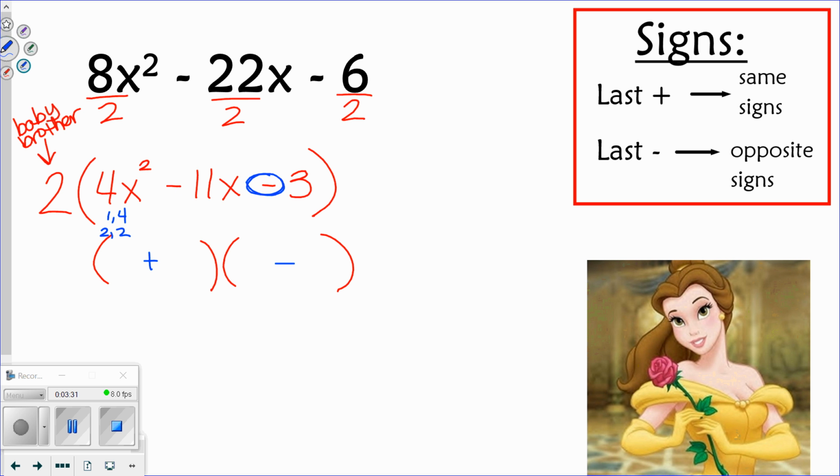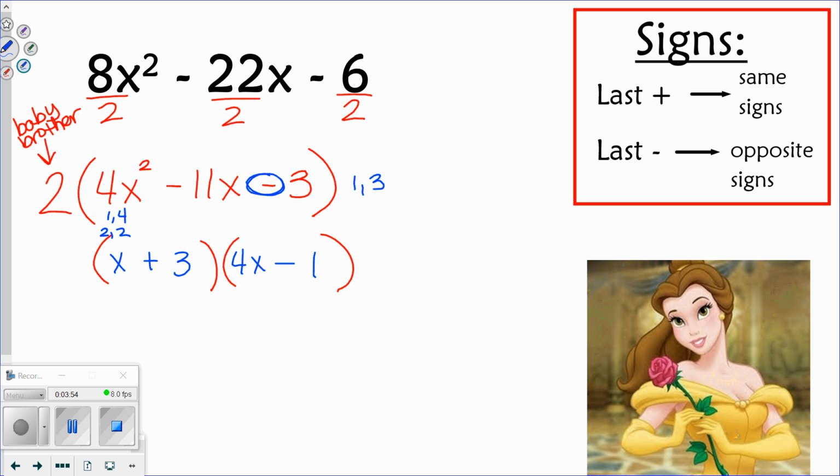Options for C, 1 and 3. All right, so do you want to go 1 and 4 or 2 and 2? 1 and 4? So 1x, 4x. All right, the only option I have is 1 and 3, but do you want to go 1 and 3 or 3 and 1? 3 and 1?